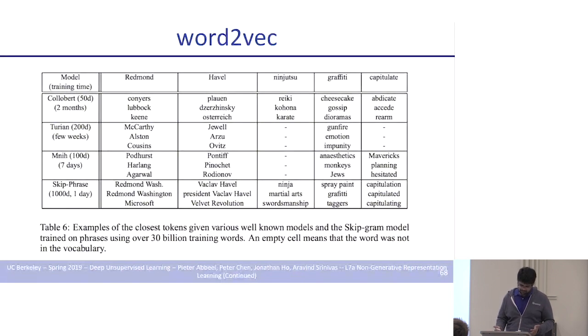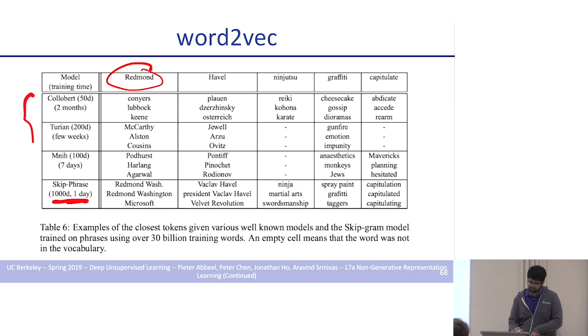Similarly, these are all the closest tokens taken from different models. Let's take Redmond, and these are all the closest phrases that are recovered. For the Word2Vec model, trained for just one day, you actually get meaningful nearest neighbors like Redmond, Washington, Microsoft. Whereas for other techniques that were pretty popular in those days, even if you train for several weeks or months, you're not getting correct nearest neighbors. You were getting proper nouns like Agarwal and stuff. For graffiti, you're getting spray paint, daggers, whereas for these, you're getting anesthetics, monkeys, Jews. It doesn't make any sense. Cheesecake.